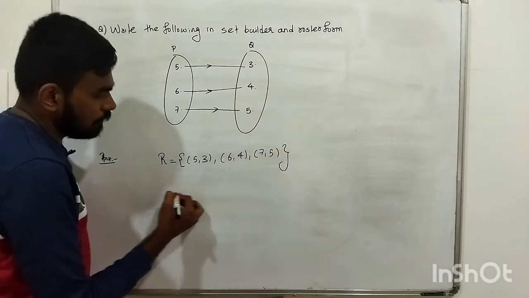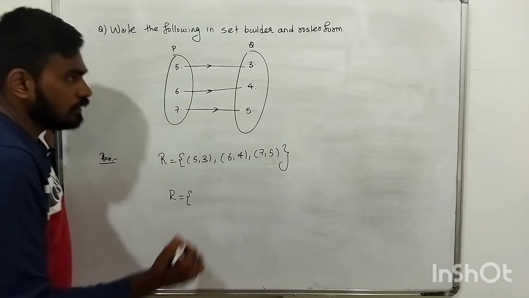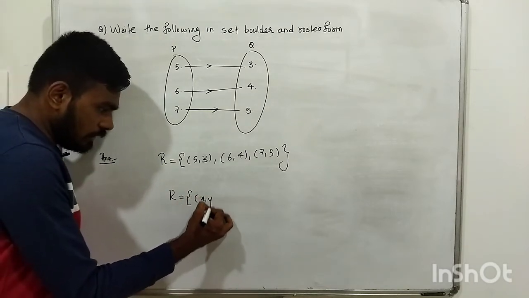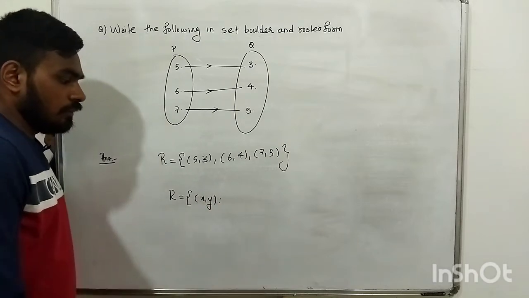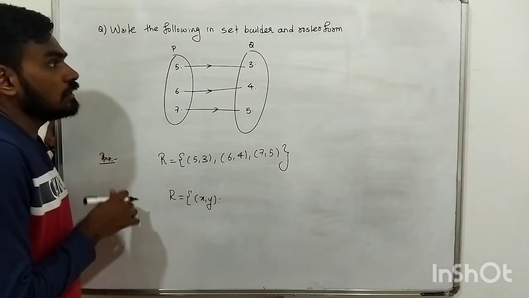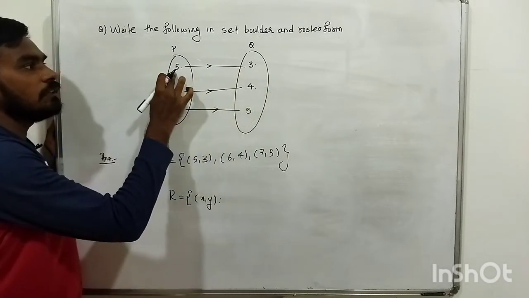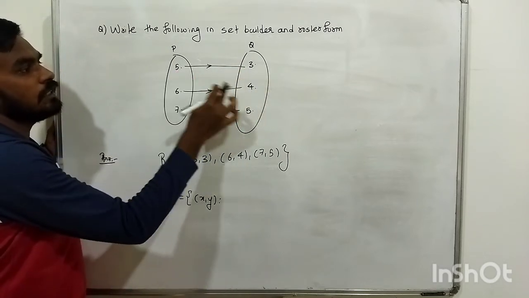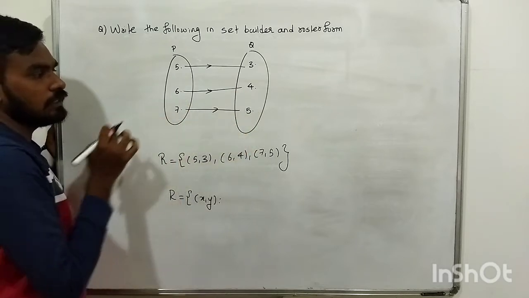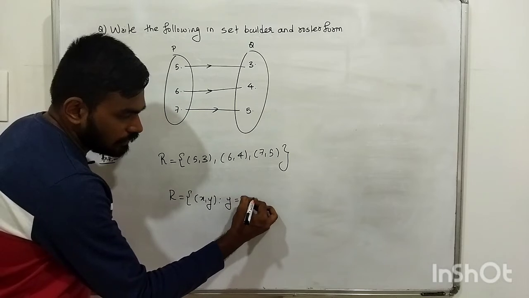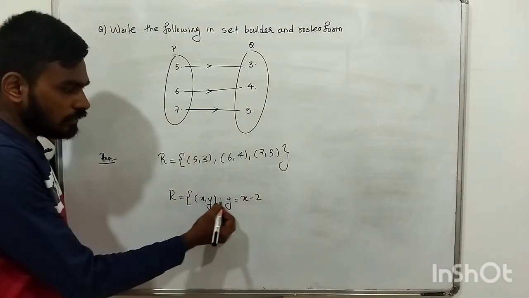Now in set builder form, how will you write this? In set builder form, always write like this: x comma y such that. Now see what is the relation between x and y. If we see properly, y is 2 less than x every time. 3 is 2 less than 5, 4 is 2 less than 6, 5 is 2 less than 7. So y is x minus 2.